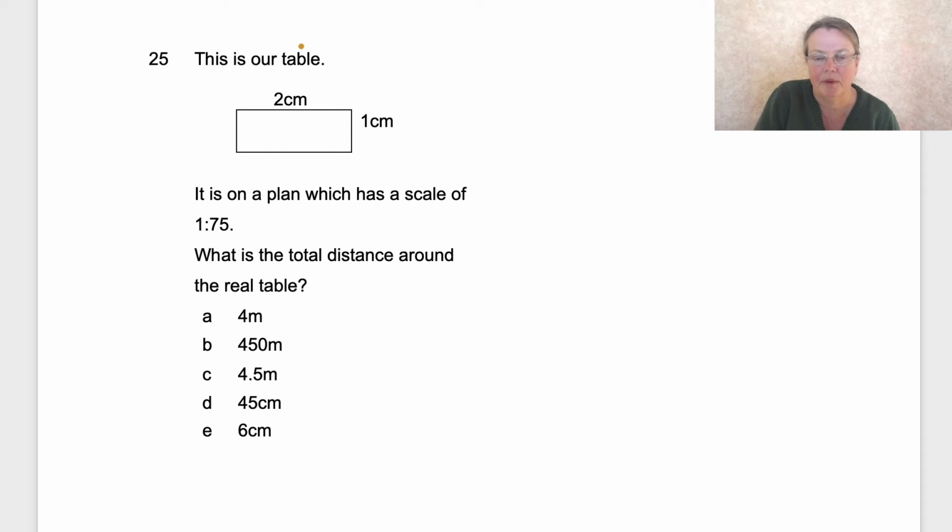This is our table, 2 centimetres by 1 centimetre. Hang on, that doesn't sound very likely, does it? We'll carry on reading. It is on a plan, which has a scale of 1 to 75. Now that means 1 inch on the map equals 75 inches in real life. It means 1 bogey on the map equals 75 bogeys in real life. It means 1 dog poo on the map plan equals 75 dog poos in real life.